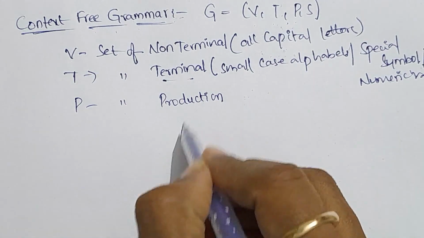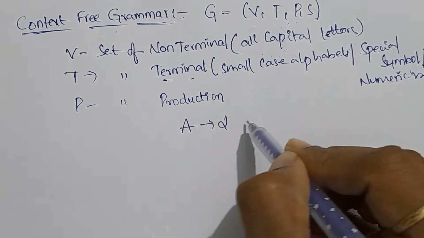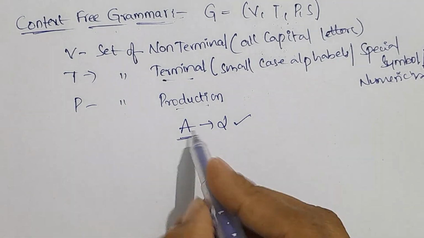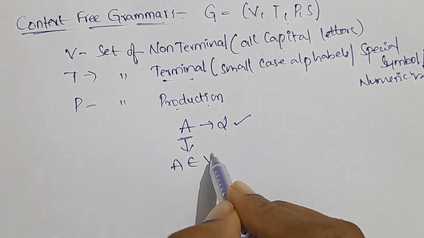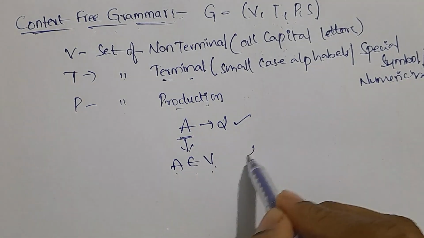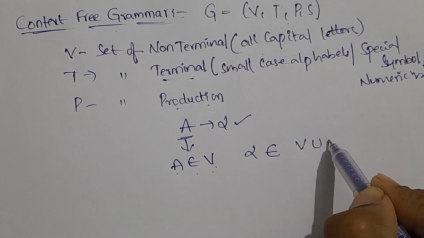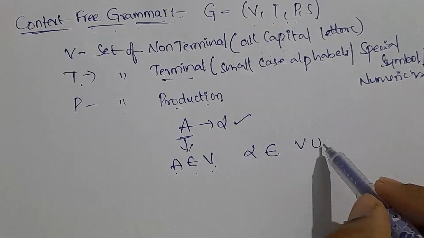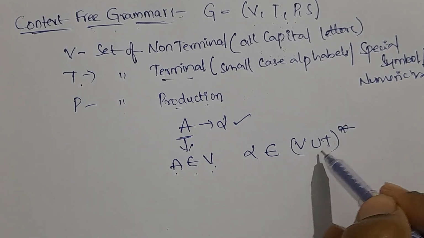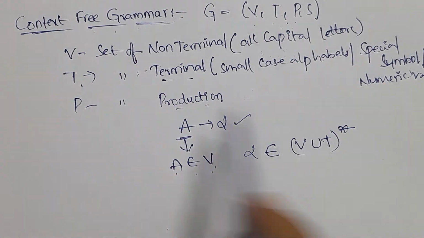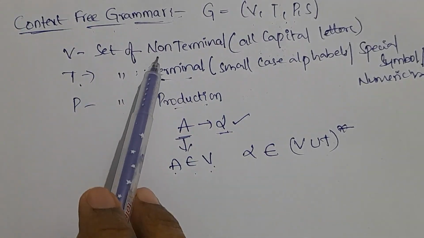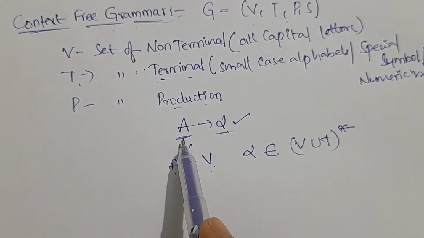If a rule is of the form A tends to alpha, you can say that this is a production, where A belongs to V, which means A should be a non-terminal, whereas alpha can be a terminal, a non-terminal, or any combination of terminals and non-terminals. The RHS of the production can be a combination of non-terminals and terminals, whereas the LHS of the production must be a non-terminal.